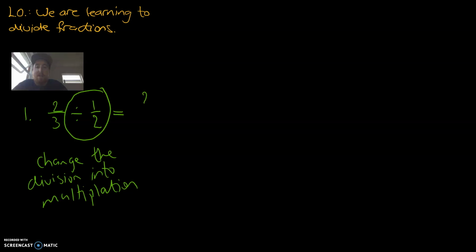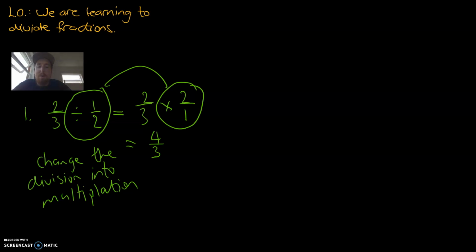What we can do is go 2/3, and that second fraction we're going to turn upside down. So if you have a look, we've gone from 1/2, we've turned that upside down, 2/1. Now that it's multiplication, we can just follow our top times top, bottom times bottom approach. So top times top is 4, bottom times bottom is 3. That means the answer to 2/3 divided by 1/2 is 4/3. So top times top, bottom times bottom, after we've done our switch.